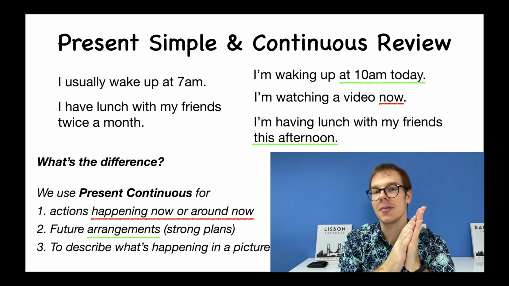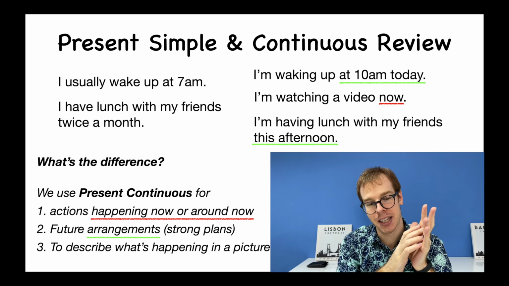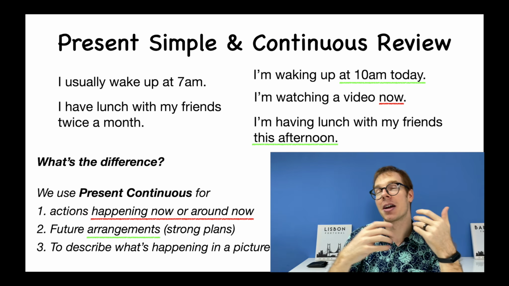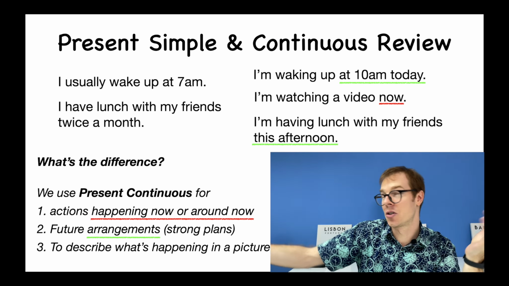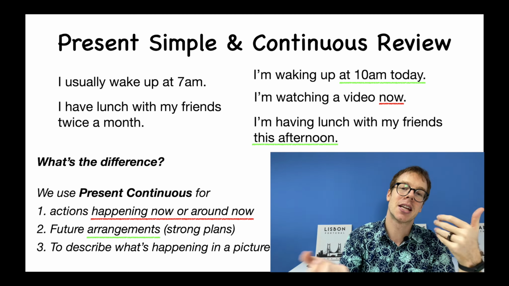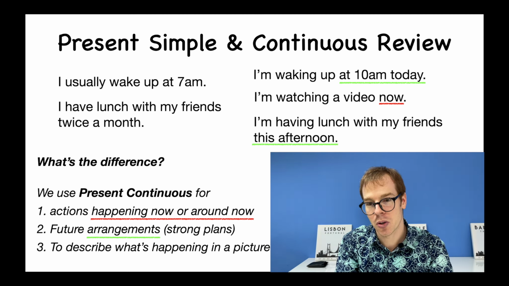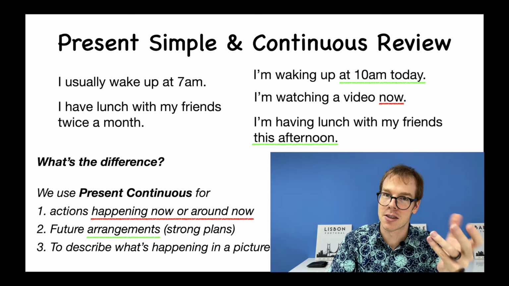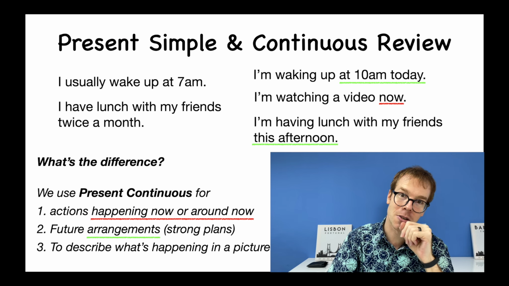Second clue is if you see that specific arrangement for something happening in the future. I'm meeting my friends for lunch at 2 p.m. today, or I'm waking up at 10 a.m. today. It's something that's already planned, already scheduled, right? If I see the specific time, I know there's a good chance I can use this grammar.